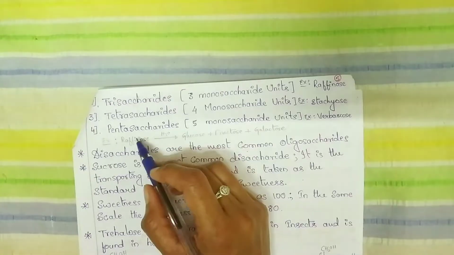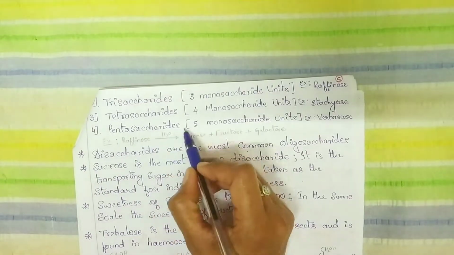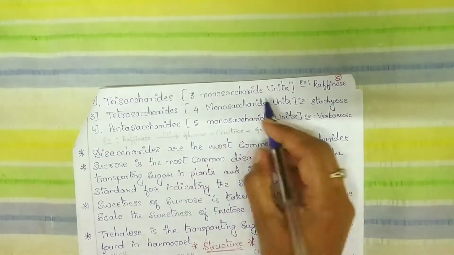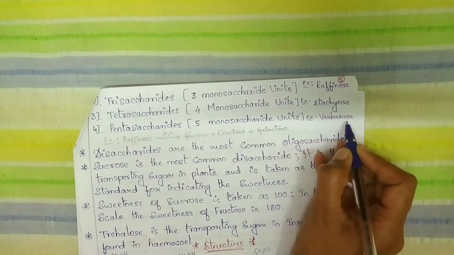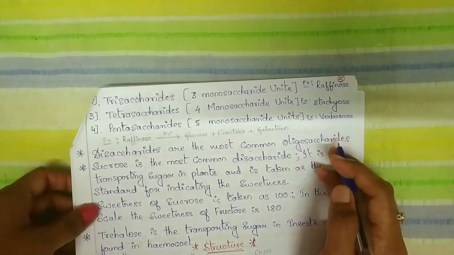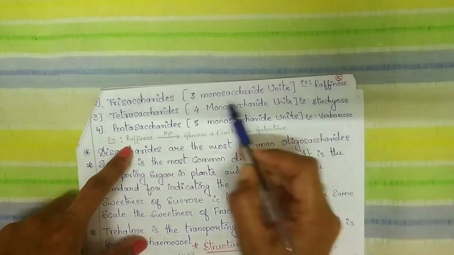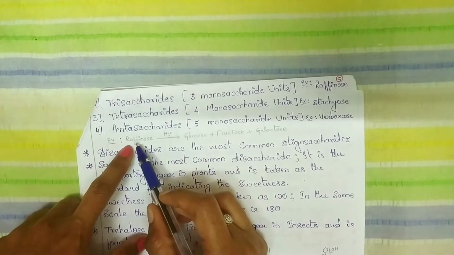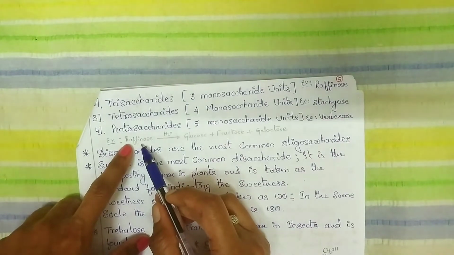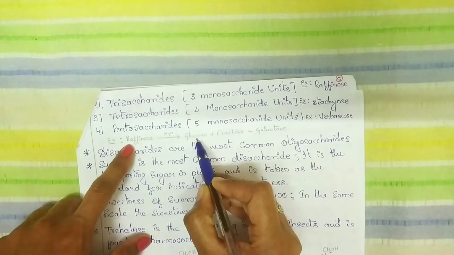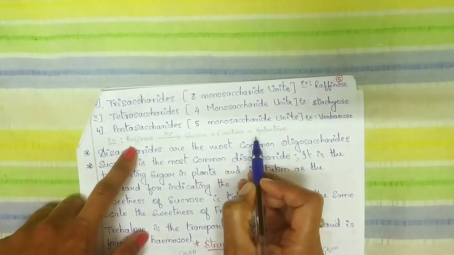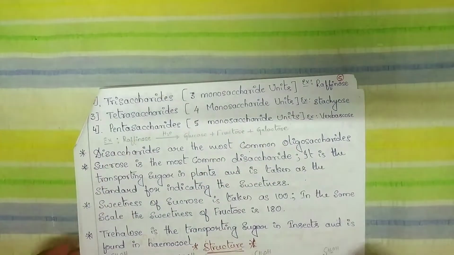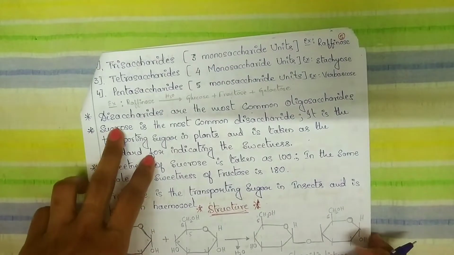Now the pentasaccharides. Penta means 5 monosaccharide units are going to be released. Example is verbascose. For example, with raffinose I said 3 monosaccharide units are going to be released. I am giving one example here. Raffinose, what are the 3 monosaccharide units? That is glucose, fructose and galactose.